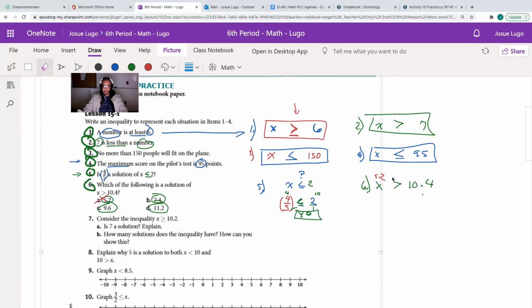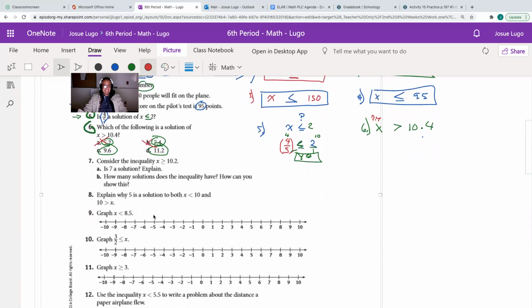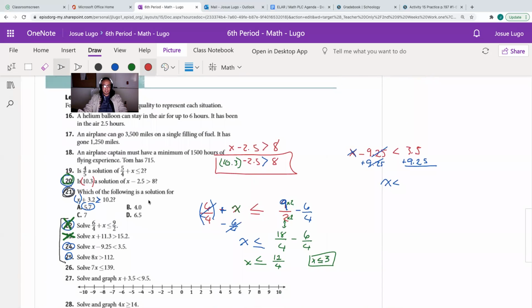What about B? Is 7.4, I believe, greater than 10.4? Or 7.1, whatever it says right there. But no, it obviously is not. 7 is less than 10, so no, B cannot be the answer. So that is also what you're going to be doing for number 21.